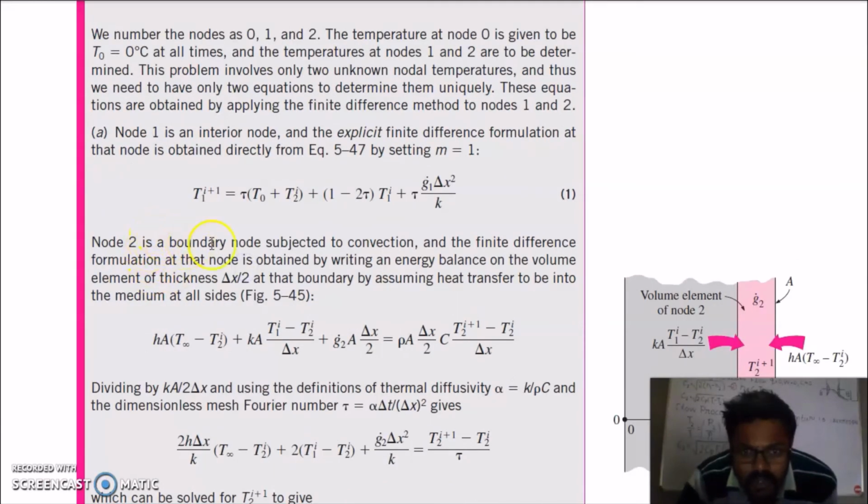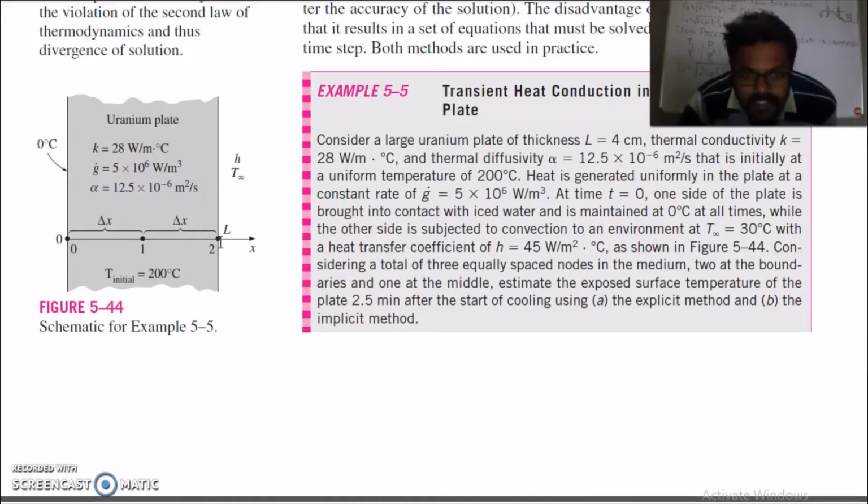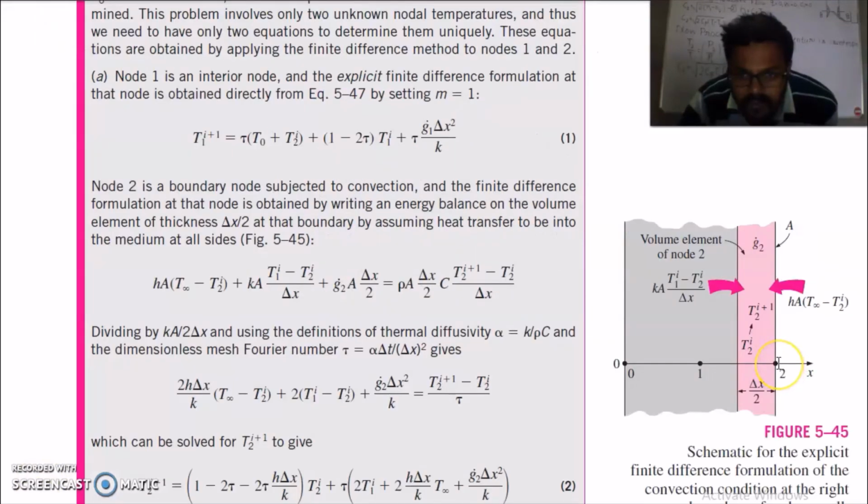Now node 2 is a boundary node subjected to convection. This node is subjected to convection. So this node 2 is subjected to convection. For this case we have to use this equation, which includes convection, this part, conduction, this part, and heat generation within this element, equal to the change in energy content, which is equal to mCp del T.